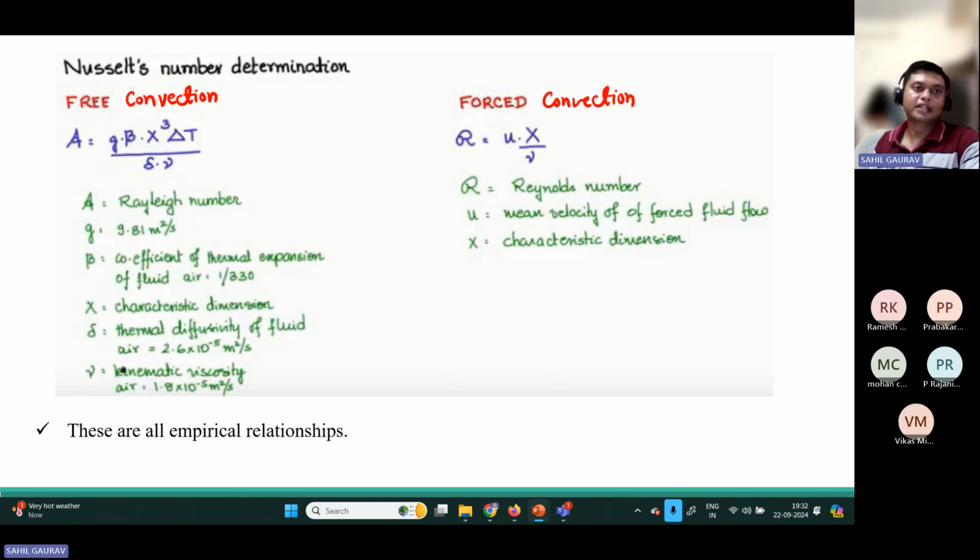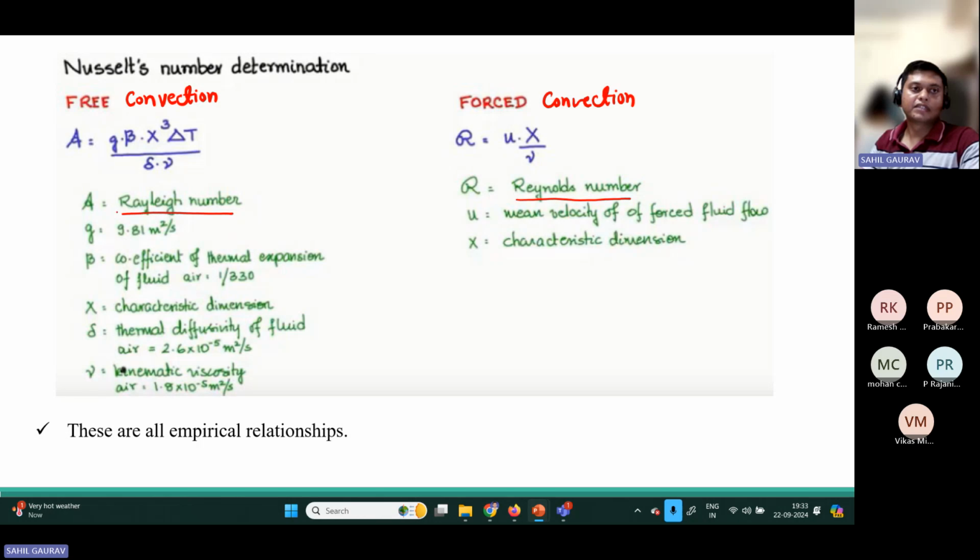Now, Nusselt number determination is one of the important aspects. There are empirical relationships for how you find it for free convection and forced convection. For free convection, we first find the Rayleigh number, and for forced convection, we find the Reynolds number. The Reynolds number expression is U into X upon mu, where U is the mean velocity and X is the characteristic dimension.